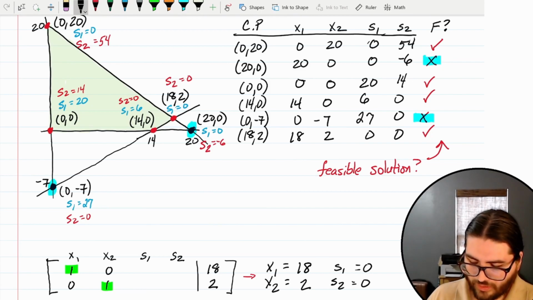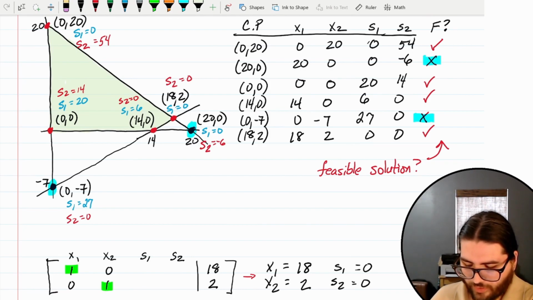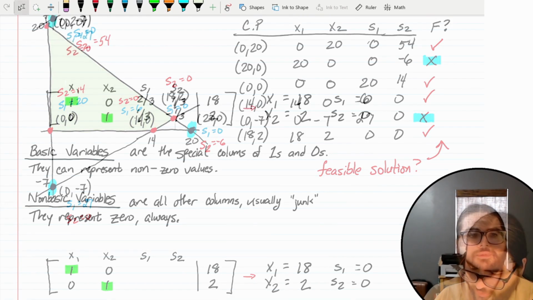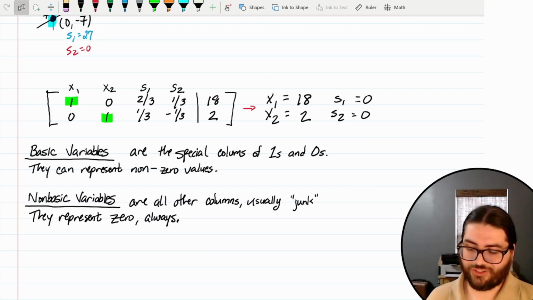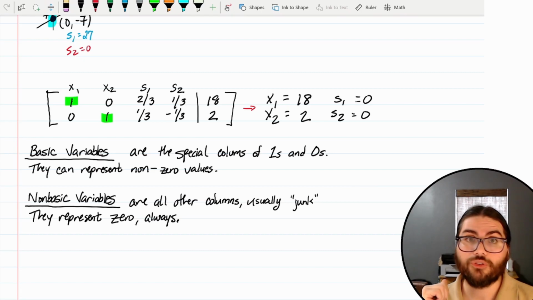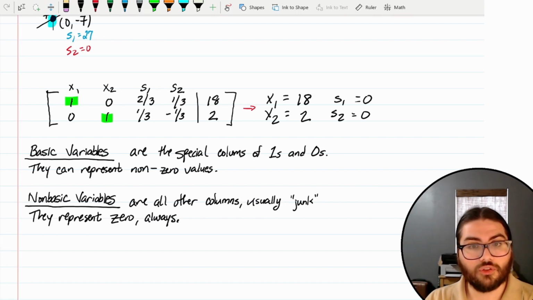S1 and S2 will have other things in them. Let me take a moment to get the actual numbers from the matrix, what they would look like. Okay, sorry about that. Now, there are fractions in this matrix, and that's okay. We're going to see lots of fractions, but we're going to have computers and calculators to help us with that. This is the actual matrix which represents this corner, this solution, 18, 2. Notice how the S1 and S2 columns are kind of filled with junk.